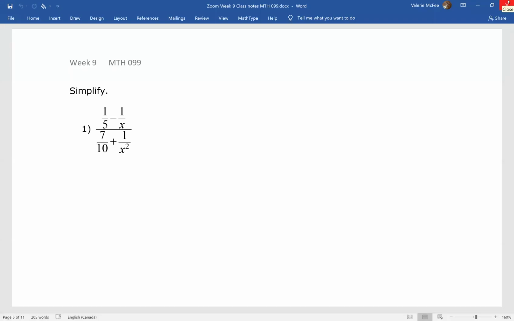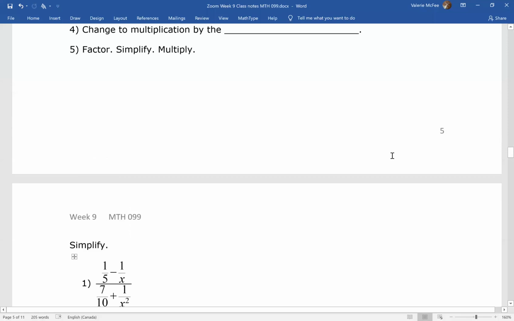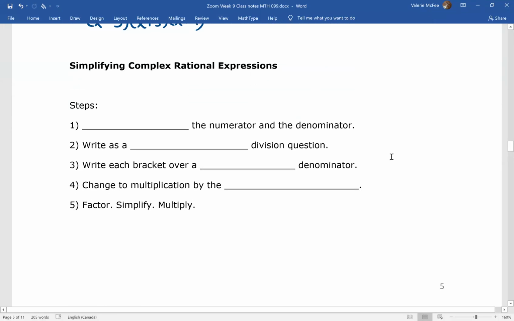We want to talk now for week 9 about simplifying complex rational expressions. If you look at this example here, I hope you can see the difference between this and the division questions we were doing earlier. When we're dividing, we have a single denominator. In this question, both the numerator and the denominator have two terms. So we need to deal with that. And I've given you some steps here in the notes to do so.